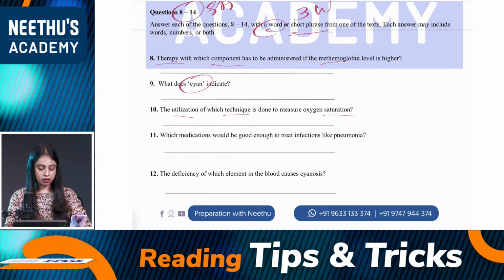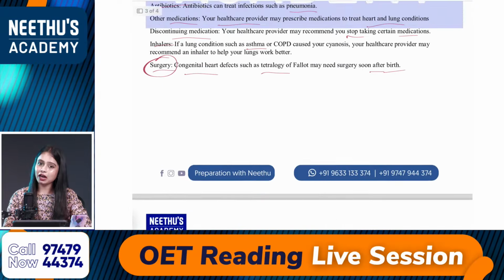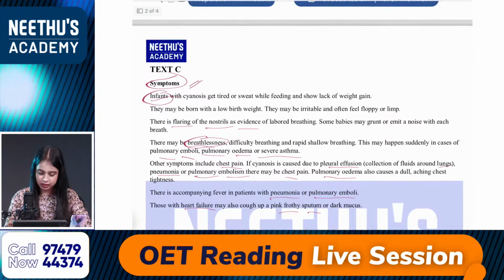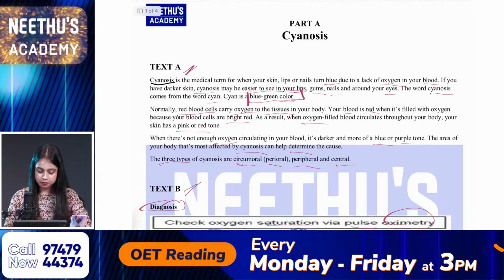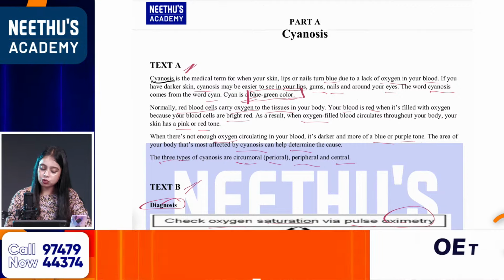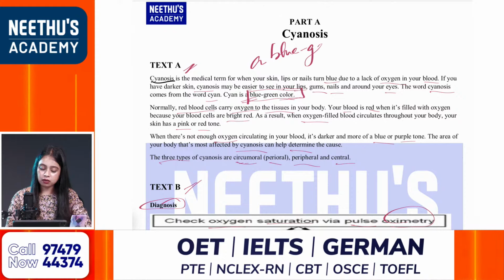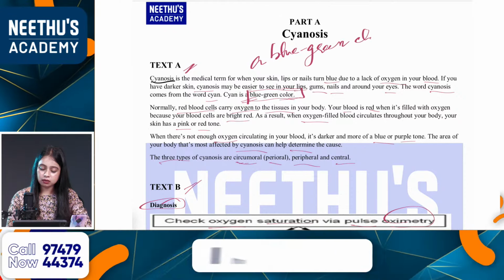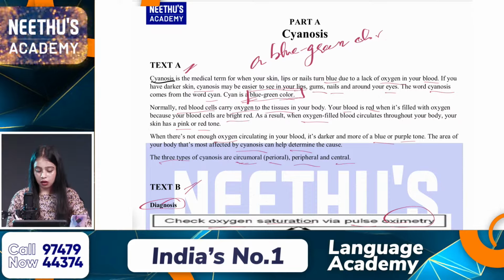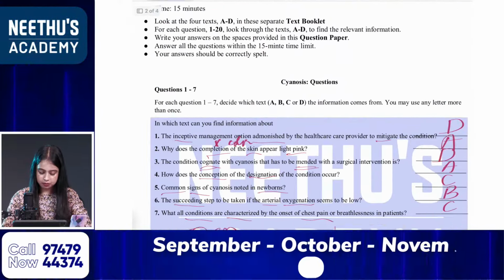Yes. Article not mentioned, right? Once again, if the article is not mentioned, you don't have to write it here. Once again, let me check. Okay. Here the article is mentioned. Cyan is a blue-green color, so you can write a blue-green color. Okay. So what about that question?